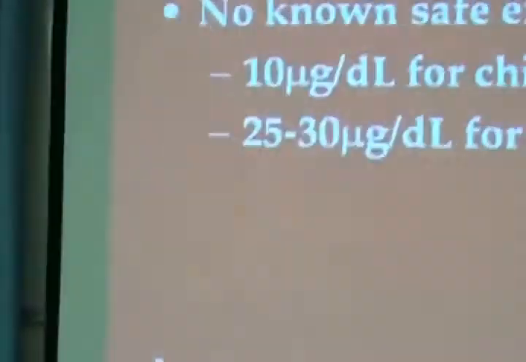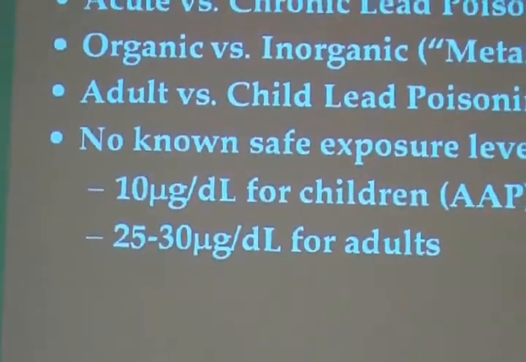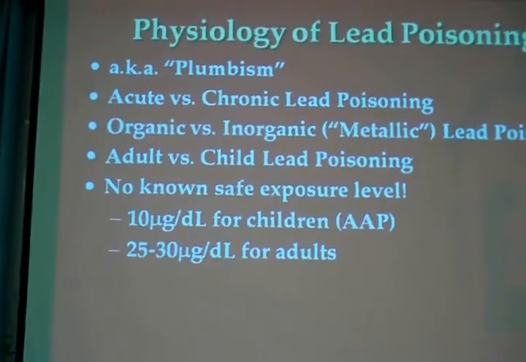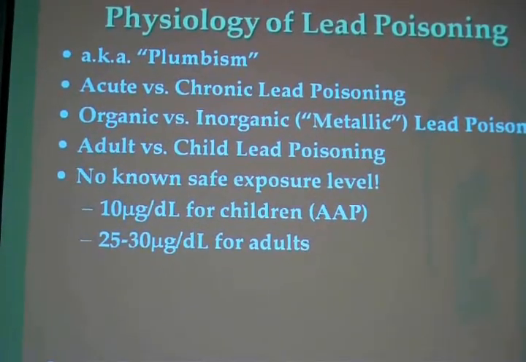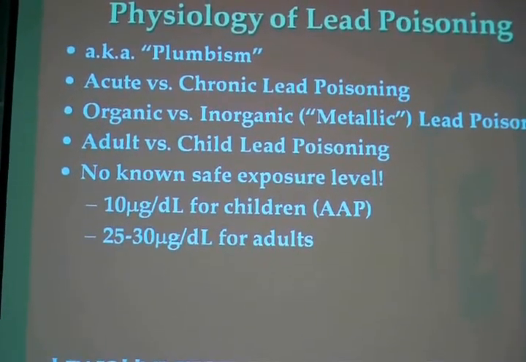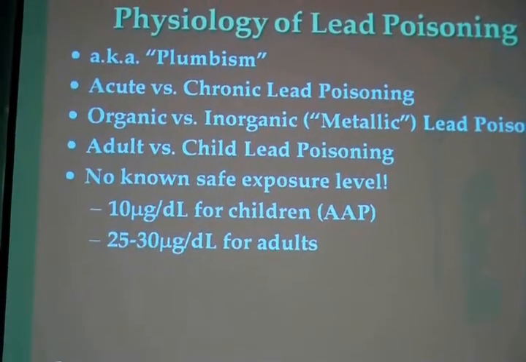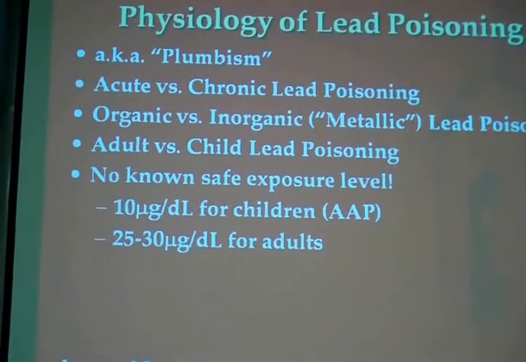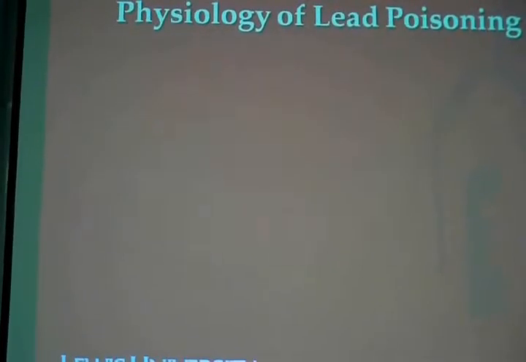25 to 30 micrograms per deciliter in the blood for adults is probably the minimum tolerable level for lead. But again, they've seen signs and symptoms in people who have come in at lower than that, who have lead poisoning, or they've shown some effects of having been exposed to lead.